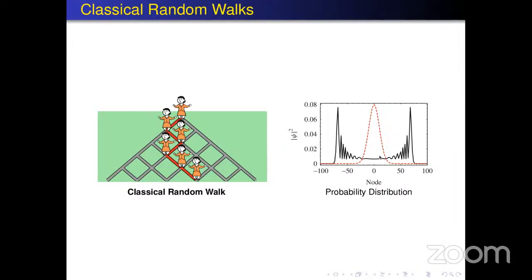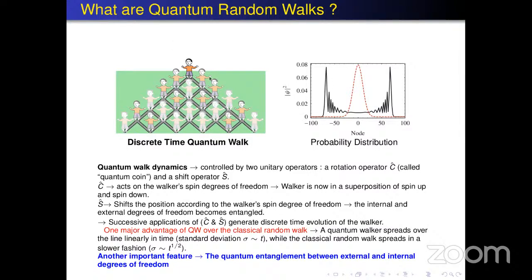So what is different in case of quantum random walk? In a quantum random walk, the walker has an internal degree of freedom which is called spin or chirality. And all different classical paths can interfere quantum mechanically. In a quantum walk, there are two different unitary operators. One is a rotation operator, which is called the quantum coin, and the other is a shift operator. The quantum coin acts on the walker's internal degree of freedom, so the walker can be in a superposition state of spin up and spin down. And then the shift operator shifts the walker according to the internal state.